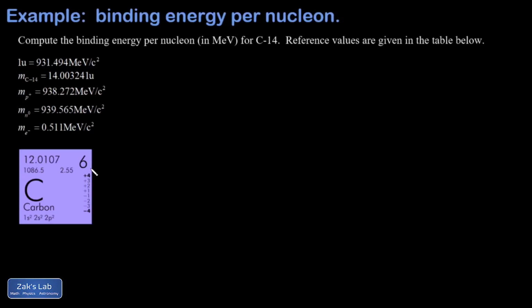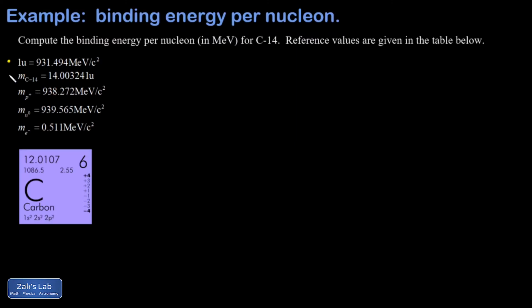In this video, we're asked to compute the binding energy per nucleon for carbon-14 and express the answer in mega electron volts. We're given a table of reference values below. So the first thing in the list is the atomic mass unit in MeV per c squared. And I'll post a link to the video real quick where I discuss how to get MeV per c squared as a unit of mass if you're given kilograms.